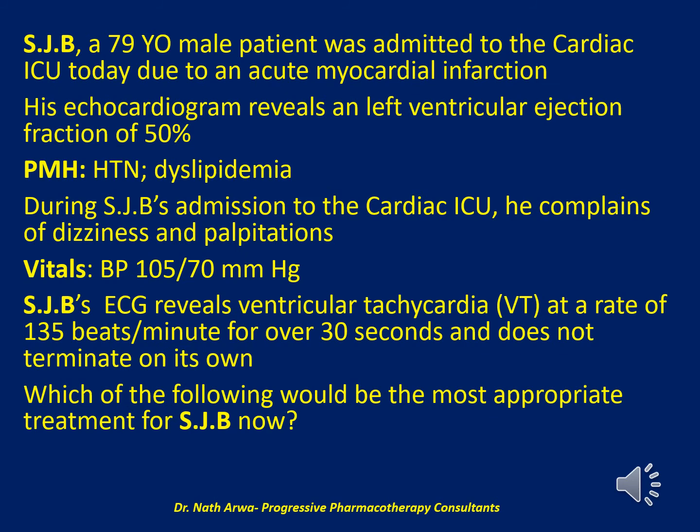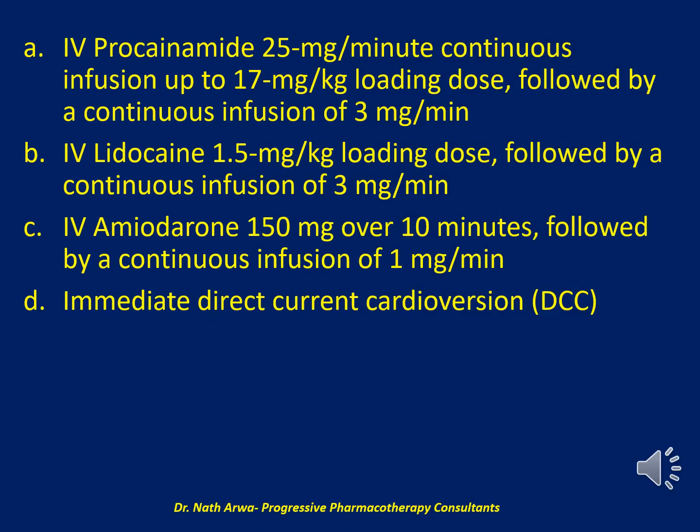SJB's ECG reveals ventricular tachycardia (VT) at a rate of 135 beats per minute for over 30 seconds and does not terminate on its own. So my question to you is, which of the following would be the most appropriate treatment for SJB now? Would it be A. IV procainamide 25 mg per minute continuous infusion up to 17 mg per kilogram loading dose, followed by a continuous infusion of 3 mg per minute, or B.